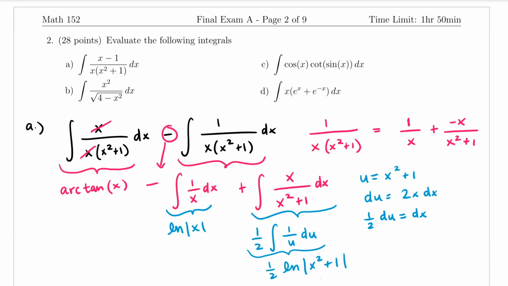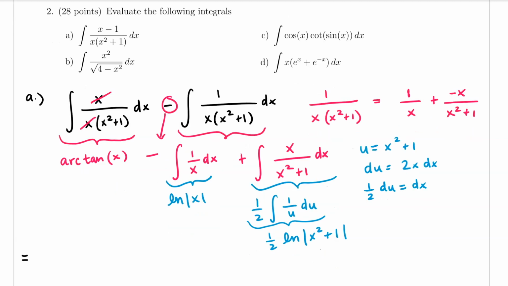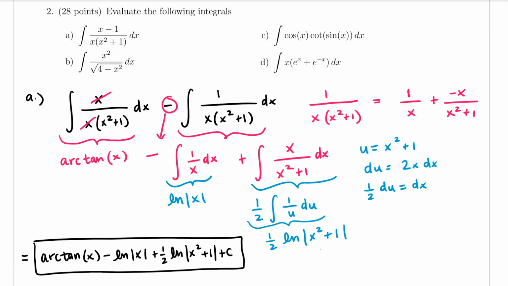This thing is going to be the natural log of the absolute value of x. So let's go ahead and put everything together for a completed final answer. So our final answer is going to end up being arctangent of x minus the natural log of the absolute value of x plus 1/2 times the natural log of the absolute value of x squared plus 1 plus our constant of integration. So there is our answer for part A.